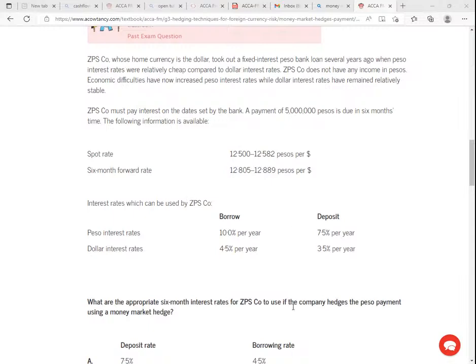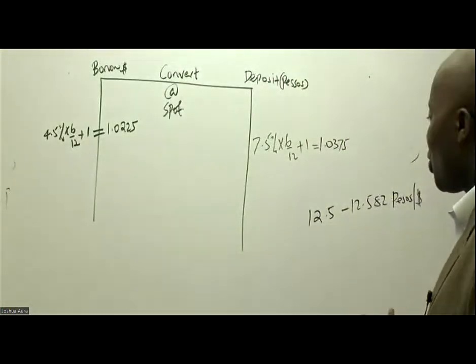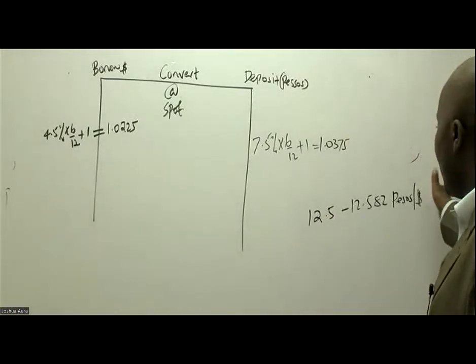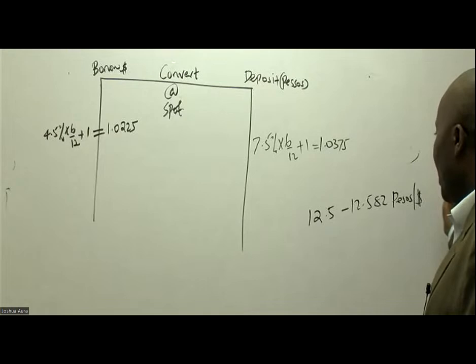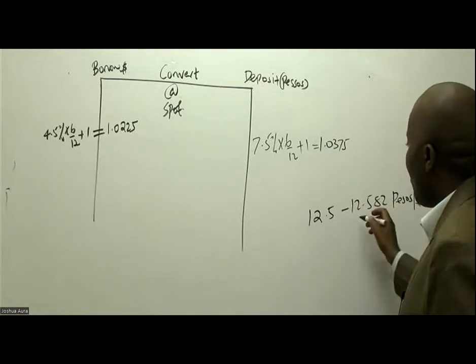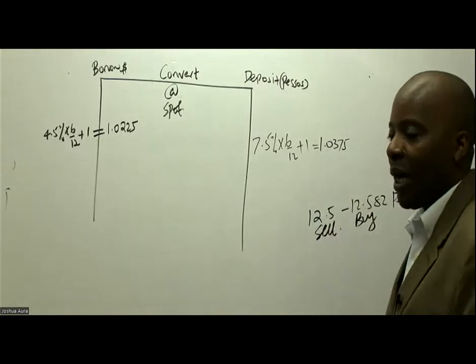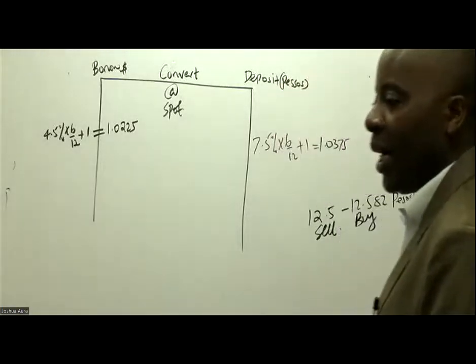Great. Now they're coming in. Remember, it is 12.5 to 12.582 pesos per dollar. And you're the ones who told me that this company uses the dollar as the home currency, and the home currency is here on the right. So the right value here becomes automatically buy, and the other one becomes sell. Buy versus sell.